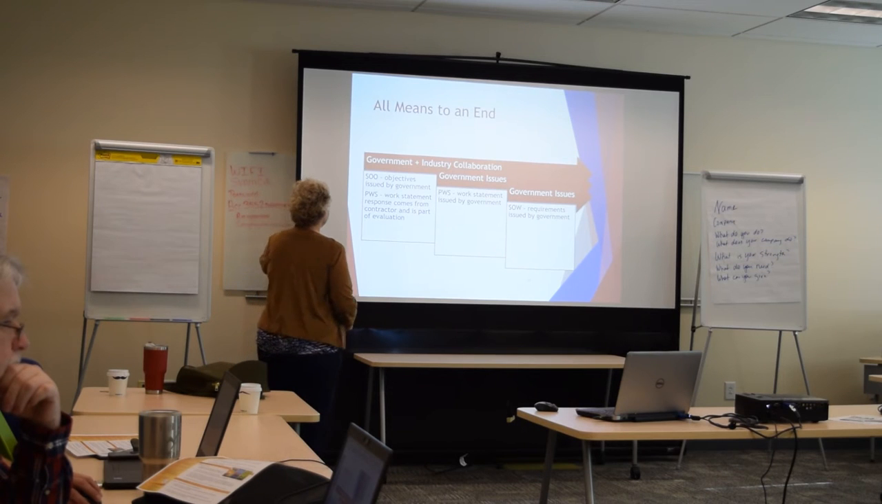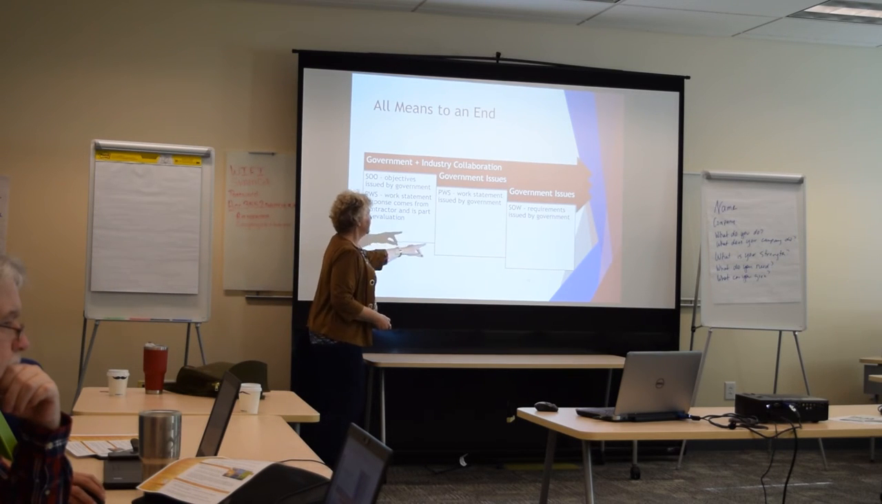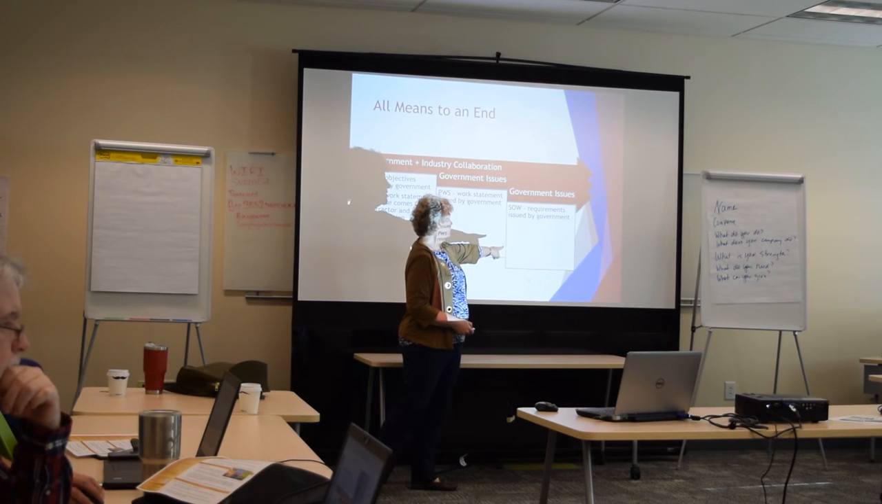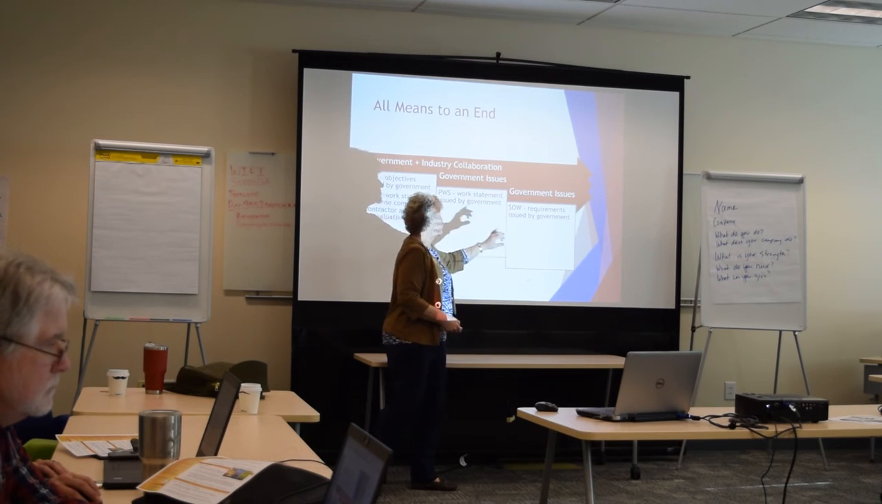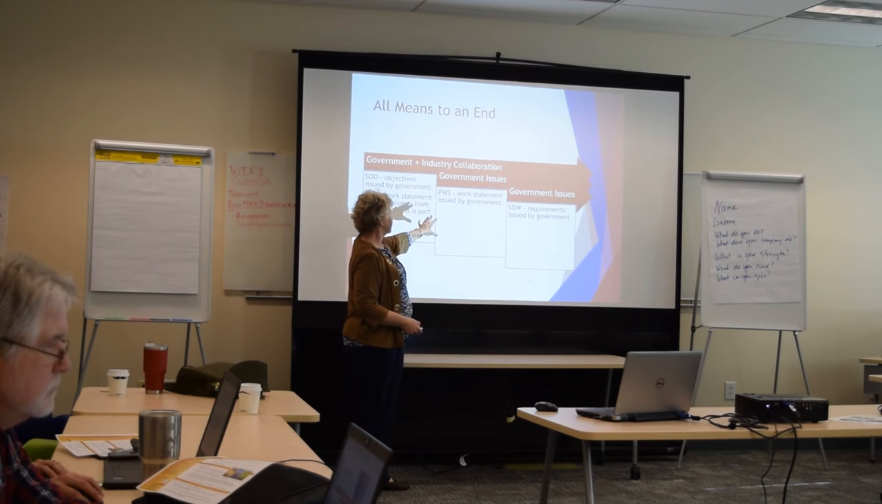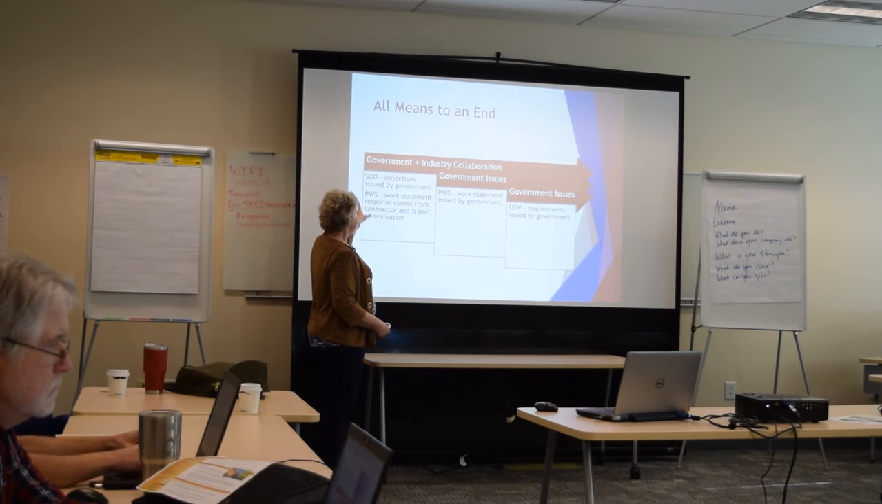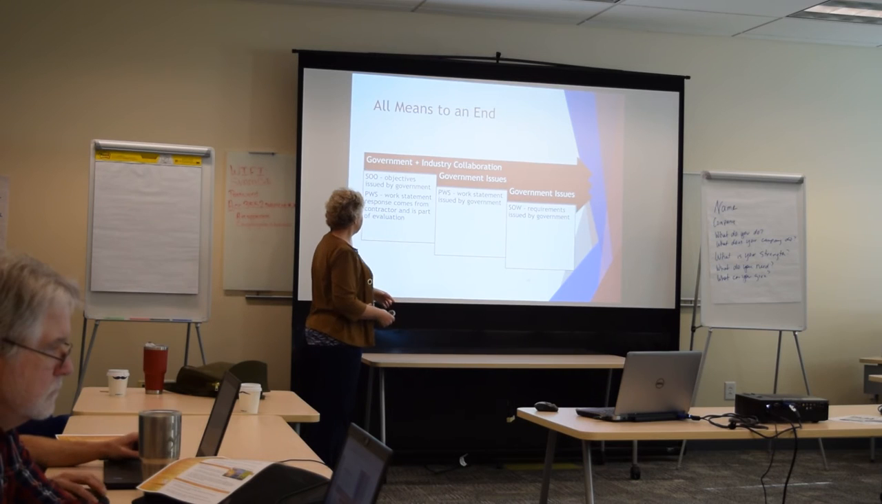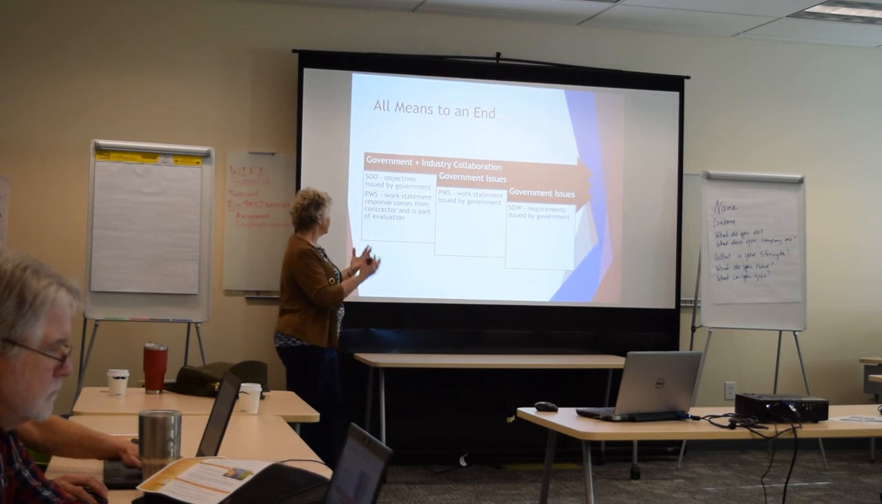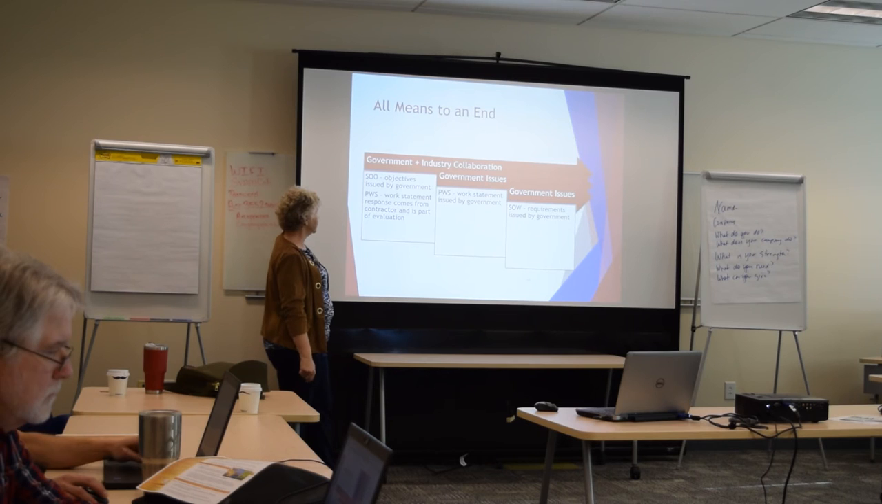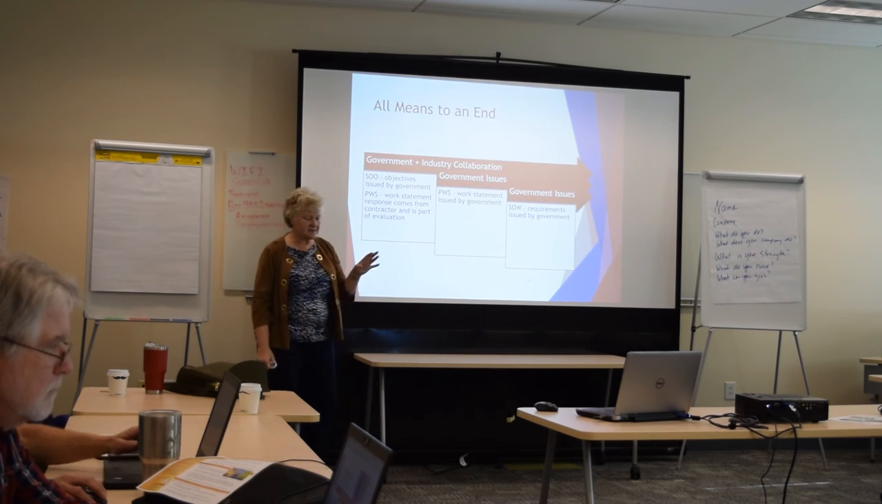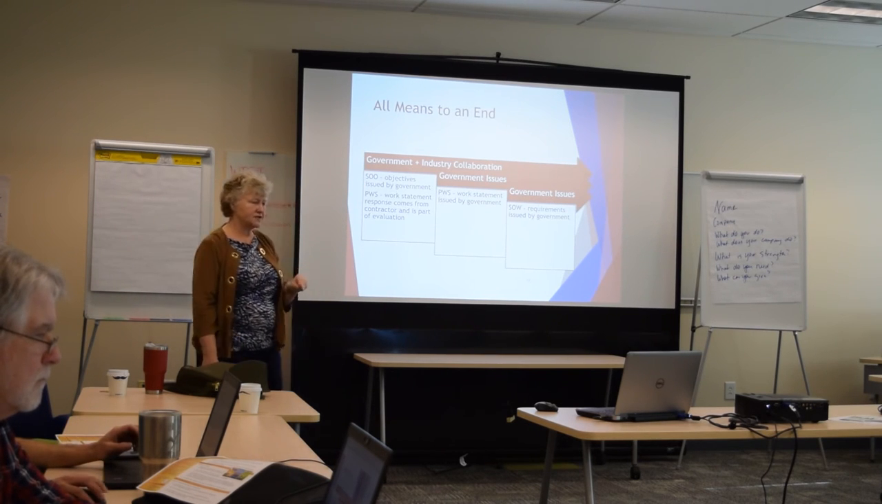So in this first case, when the government issued the statement of work, that makes it all the government's issue. When there's a PWS where the government says they're using a performance work statement, but they still make it sound very requirement-oriented, it's still the government's issue. It's not until the statement of objectives is issued by the government, and then we write back our work statement, and it comes from us, and it's part of the evaluation, that's when we have true government-industry collaboration.